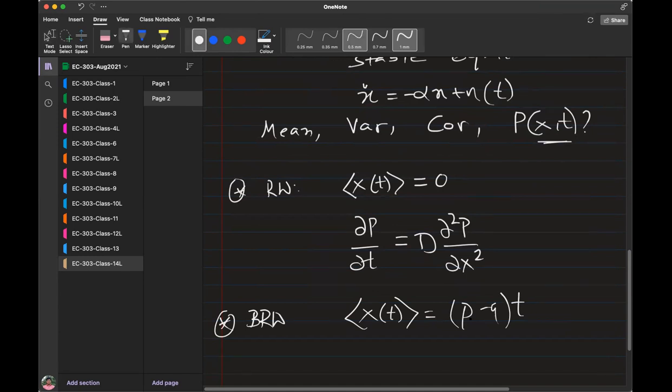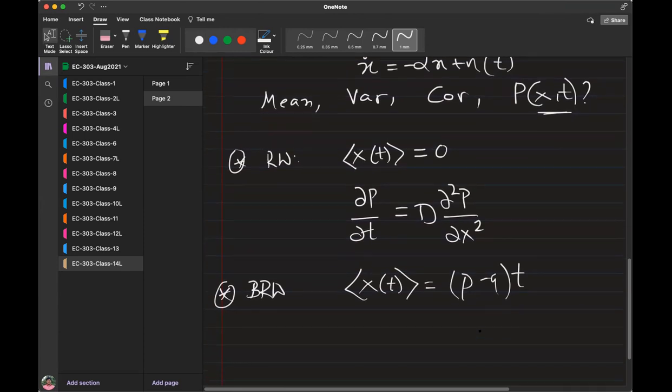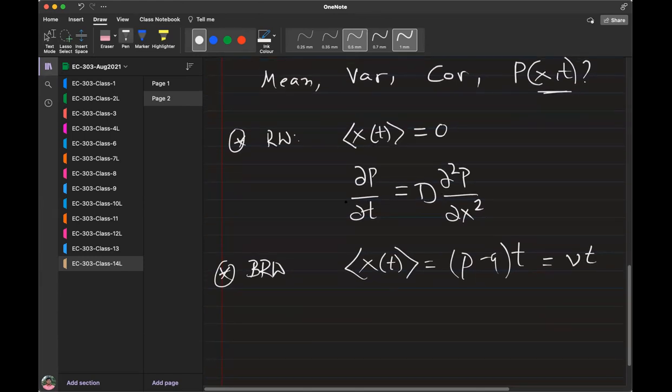So p was the probability of hopping to the right side, and q was the probability of hopping to the left side. And if you were to think of p minus q as some kind of representation of speed, the mean value was basically v times t. What was the evolution equation for the probability density function? It was this.